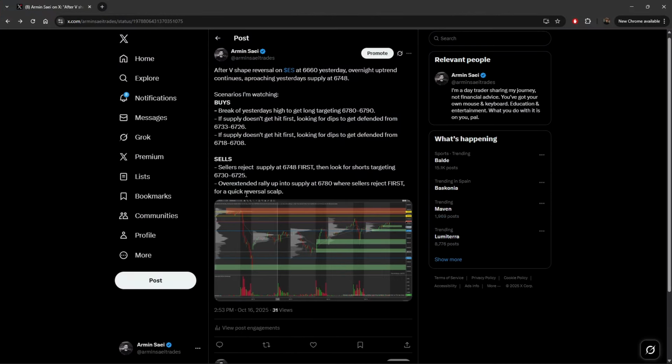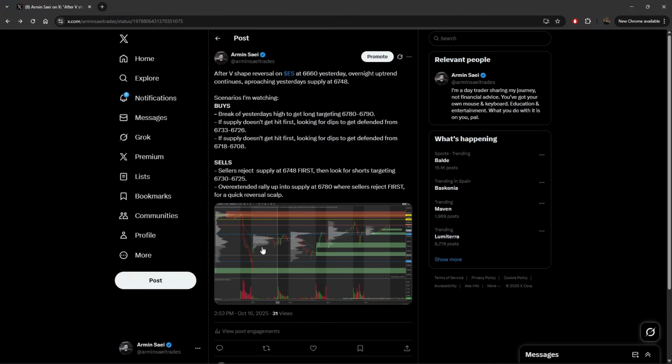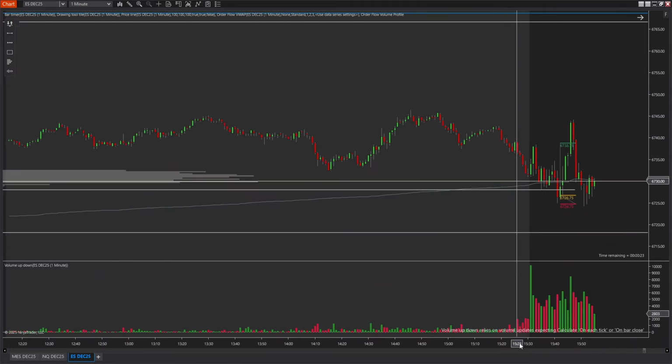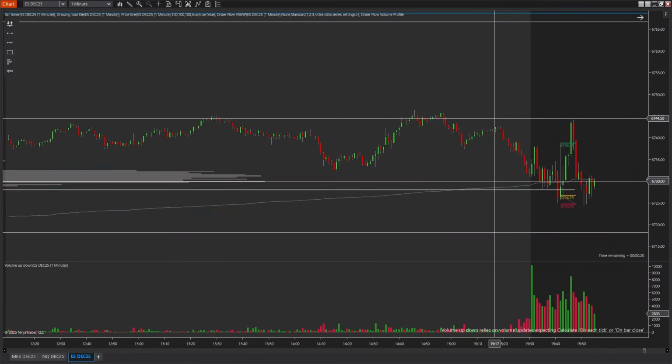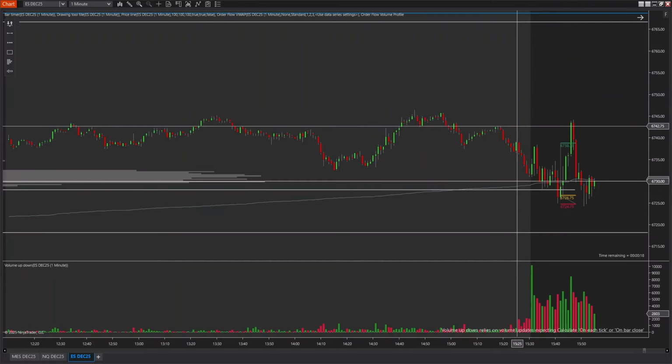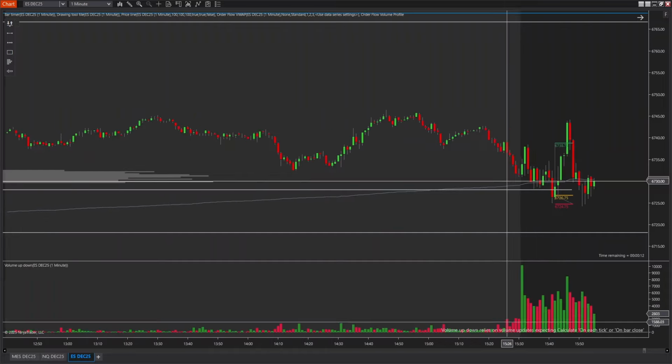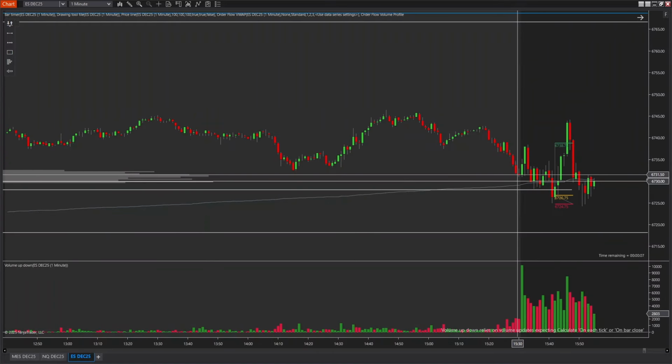As always, I share my pre-market plan on X for what I want to look for, and I stated here that I wanted to look for buys on dips to get defended if supply didn't get hit first. So my first dip setup was from 33 to 26, and the second one was from 18 to 08 for dips to get defended. And as you can see, market opened up and we didn't even sweep out any pre-market highs. So the supply didn't get hit, so it was valid to look for dips that got defended to get in long. And as soon as price opened up, we were stalling a little bit.